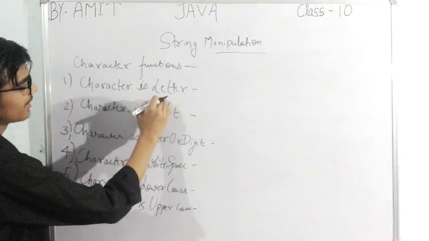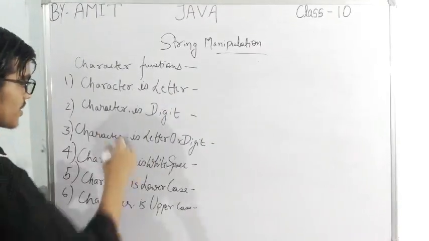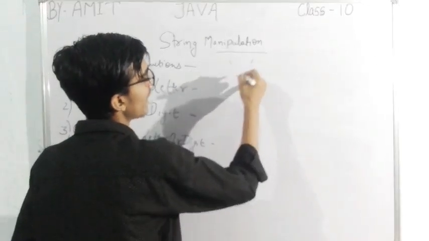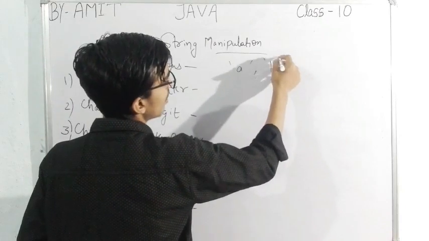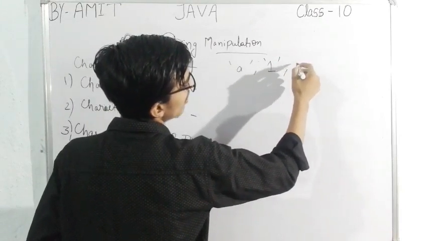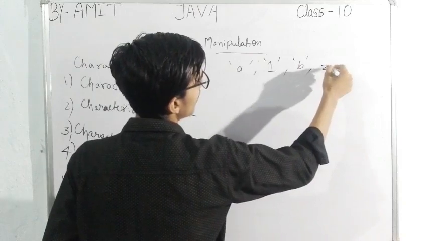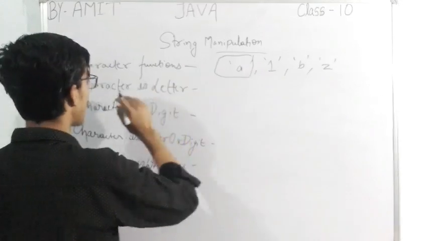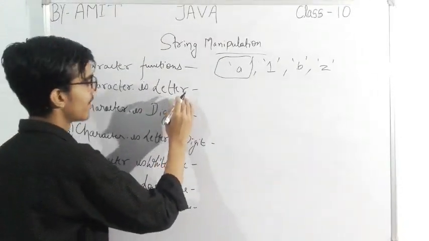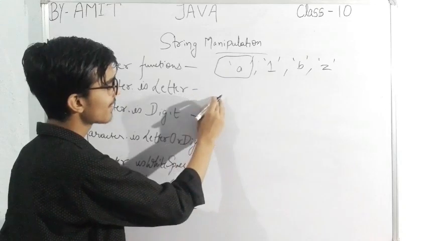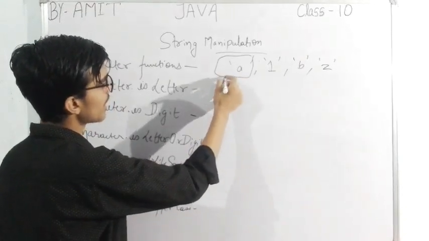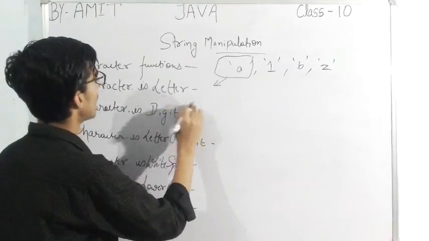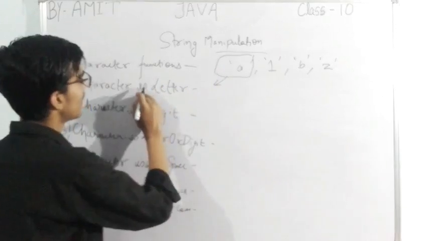Character.isLetter checks a single value. All these functions are there in Character, which means they check a single character inside a single variable. If we say A, 1, B, or Z, this is one character which it will check. If we put A in Character.isLetter, it will return true, as it checks whether it is a letter or not.